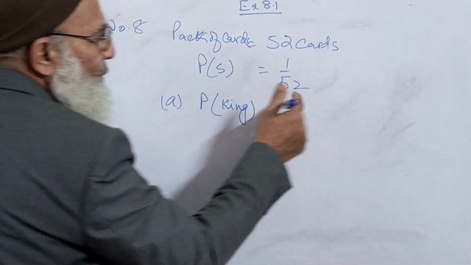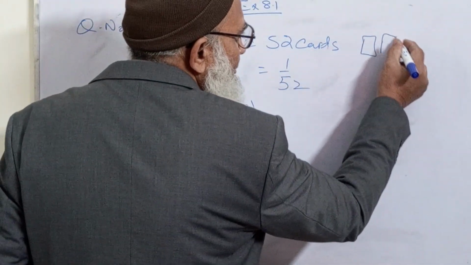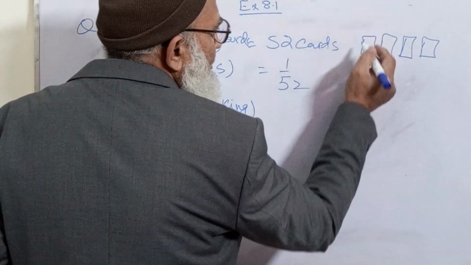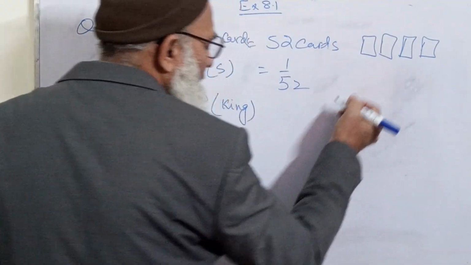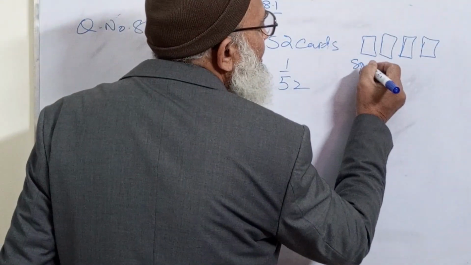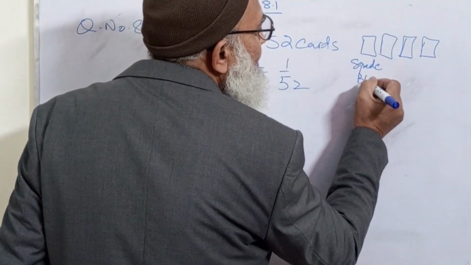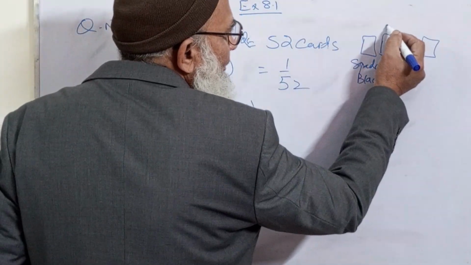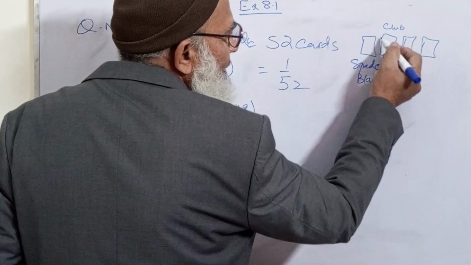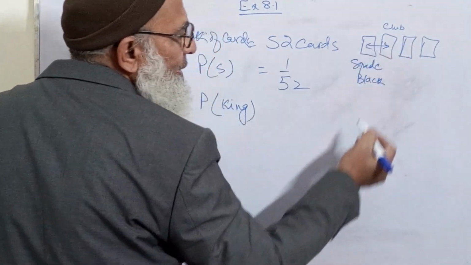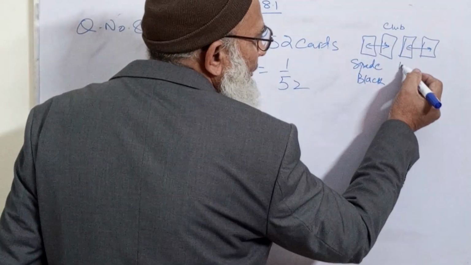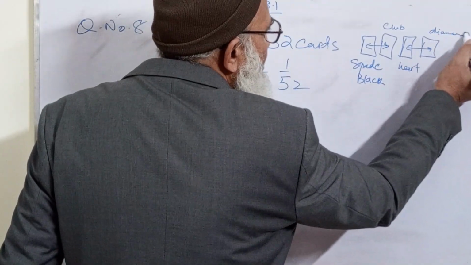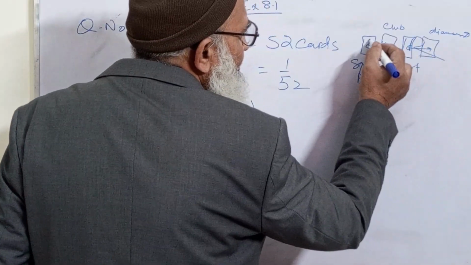Now, I told you that there are 4 colors in a deck of cards. Just to recall, spade is black and club is black, so both are black. Heart and diamond are red. These are red in color, and these are black in color.